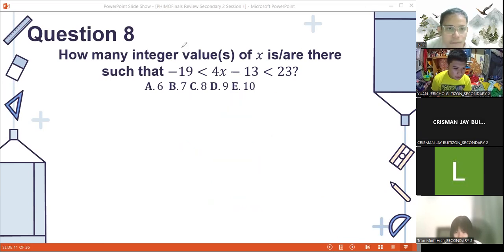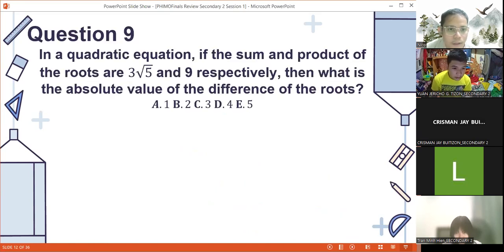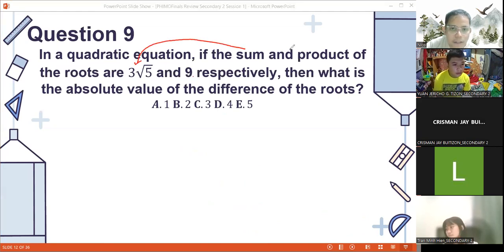Okay, let's have number 9. In a quadratic equation, if the sum and the product of roots are 3 square root of 5 and 9 respectively, when you say respectively, the sum corresponds to this one, and the product corresponds to this one. Then what is the absolute value difference of these two numbers?